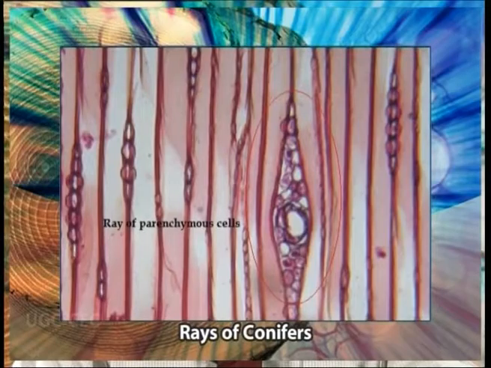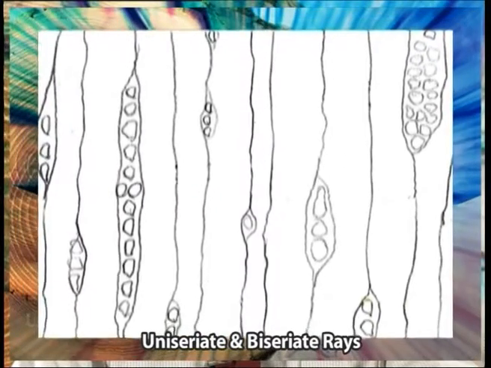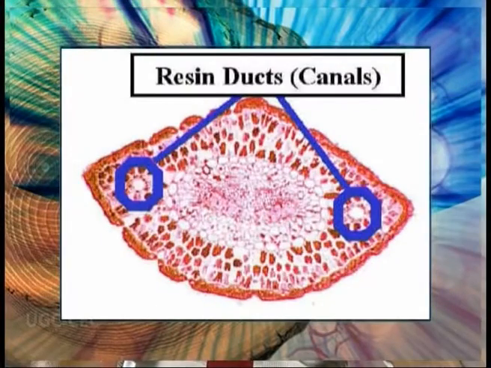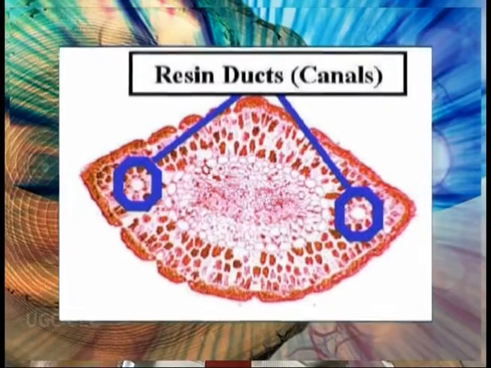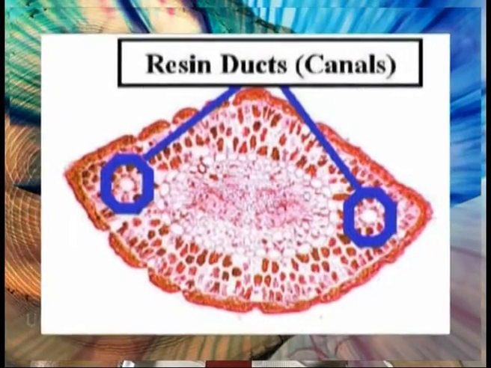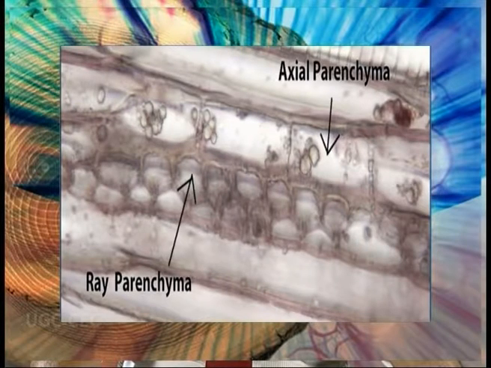The vascular rays of conifers, relatively low and uniseriate to biseriate in most species, are commonly composed of two types of cells, ray parenchyma cells and ray tracheids. In species containing resin ducts, the rays also contain epithelial cells lining the ducts, which are large intercellular spaces. Ray parenchyma cells are radially elongated, that is, their radial dimension is greater than their height.